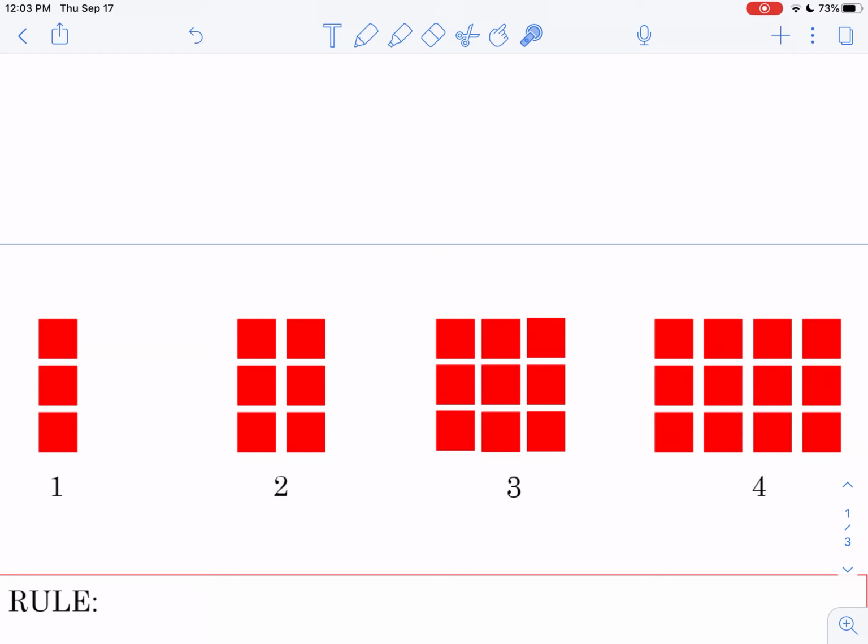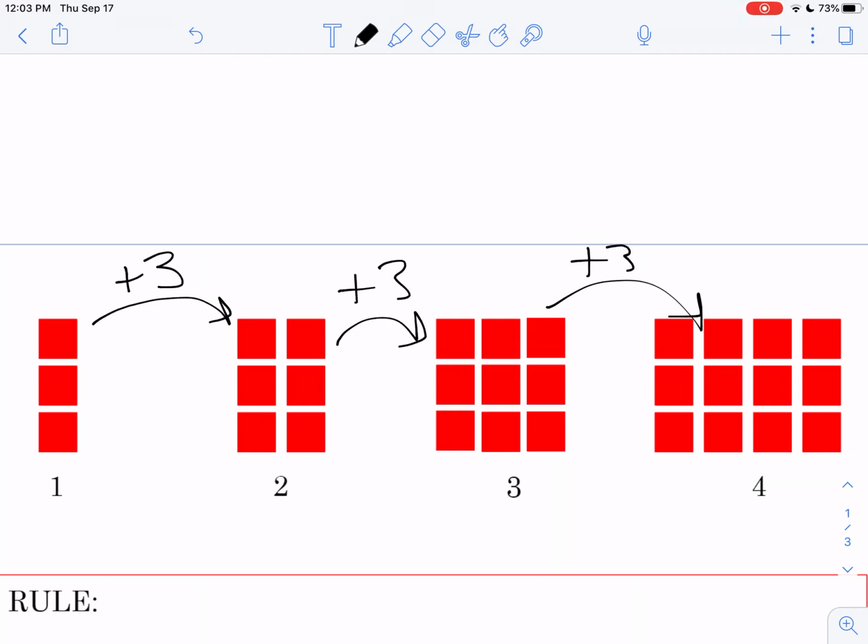Let's see if this pattern is linear. So we're going to start by looking at the difference between the positions. So between 1 and 2, between 2 and 3, and 3 and 4. Hopefully you'll notice that from 1 to 2, you're adding 3 tiles. And then position 2 to 3, we're adding another 3 tiles. And then position 4, we're adding another 3 tiles. So starting with what we had in the last position and adding 3. And because it's growing by the same amount each time, the same number of tiles, we say that it's linear.